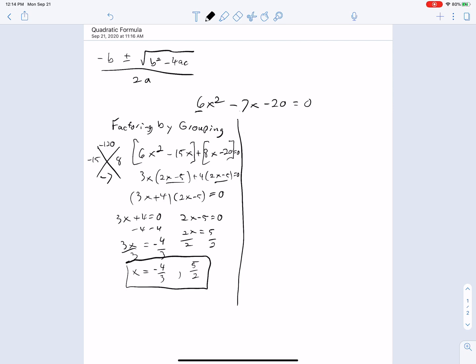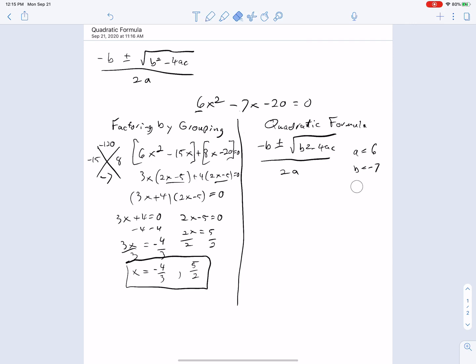So now we're going to solve this same equation, but now we're going to use the quadratic formula. So we have our quadratic formula is negative b plus or minus the square root of b squared minus 4ac all over 2a. So when we look at this equation, we see that our a equals 6, our b equals negative 7, and our c equals negative 20. And now it's just a matter of plugging that in.